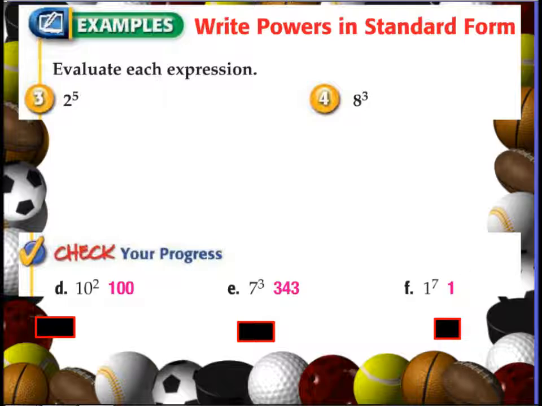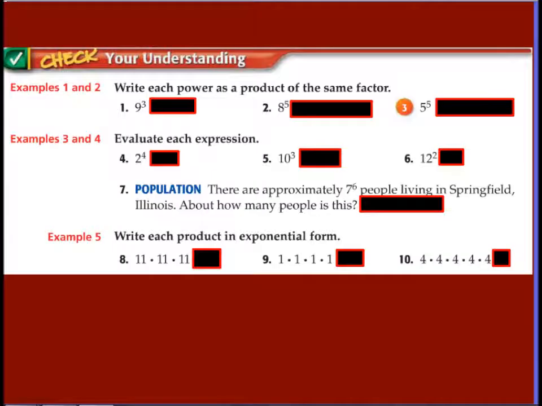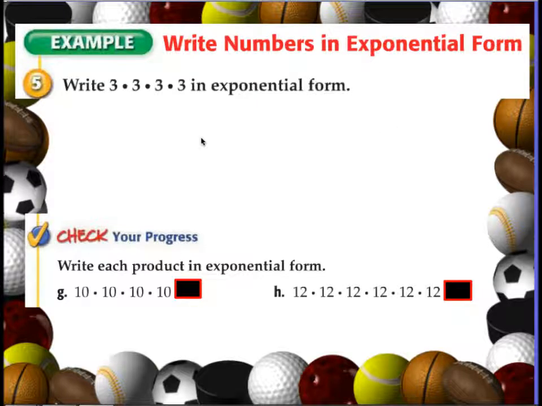Be careful on these. Please remember, never multiply the base times the exponent. It's very tempting. You're also going to see where it's already written in standard form, and your job is to put it back into exponential form. In this case, your base would be the 3. And you can see that it's written out 4 times, so your exponent would be the 4. 3 to the 4th power.